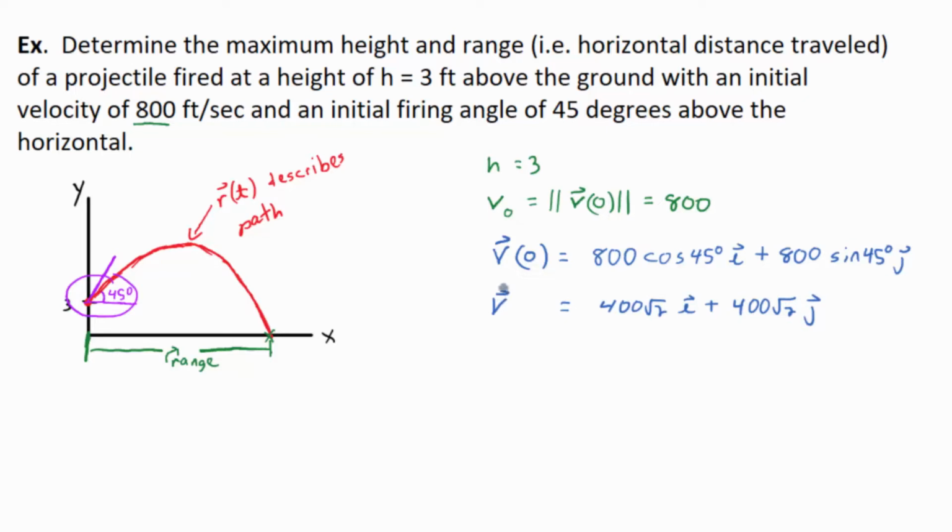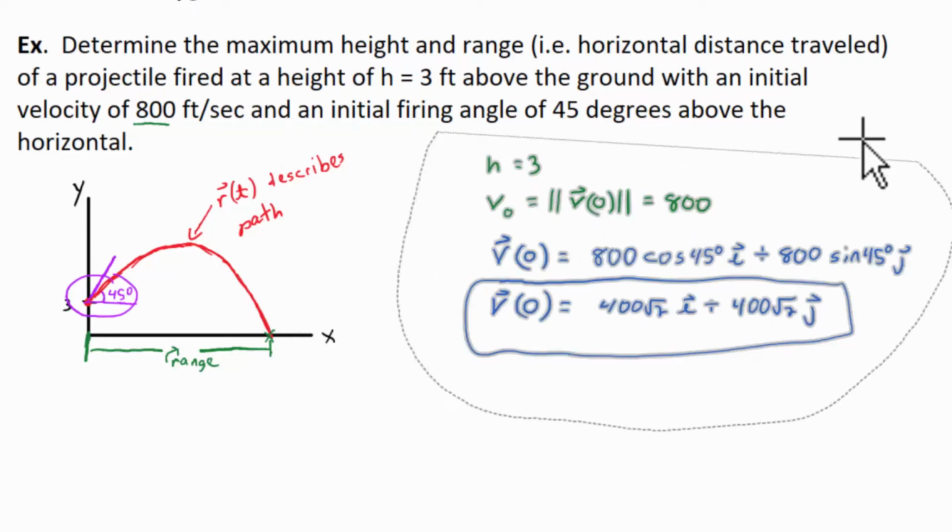So there, we weren't directly given v of 0, but we could find it pretty easily. And that's pretty much all we're given, right? But there's a little bit more information we know if we think about it.